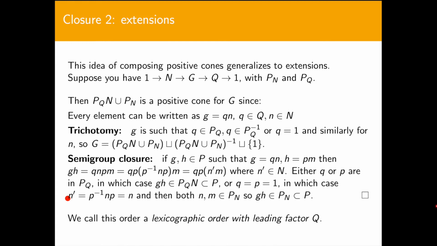So either q or p are in P_Q, in which case GH is in P_Q N, which is in P. Or q and p are both equal to 1, in which case n' is equal to p inverse n p, but p is equal to 1, so that's just equal to n. And then we know that if both q and p are equal to 1, then both n and m have to be in P_N. So GH is in P_N, which is also in P. So we call this lexicographic order with leading factor Q.